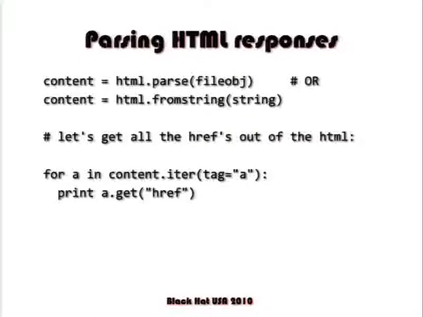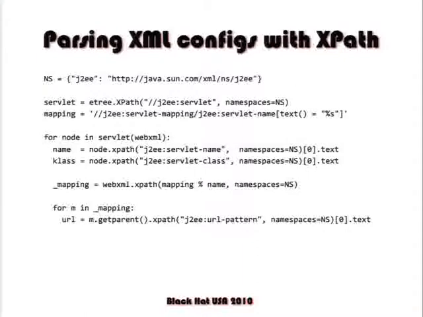Some other use cases: I find XML parsing really useful, especially when I'm doing code reviews and code review assisted black box testing, like parsing out web XML files. So getting the servlet names, servlet classes, and the URL patterns that they map to, so that I can dump it out into some Excel spreadsheet, and as I'm testing, I mark down what I tested and what I haven't. This is an example that just uses XPath expressions to get the actual values of the elements in the web XML file. So it's relatively simple.